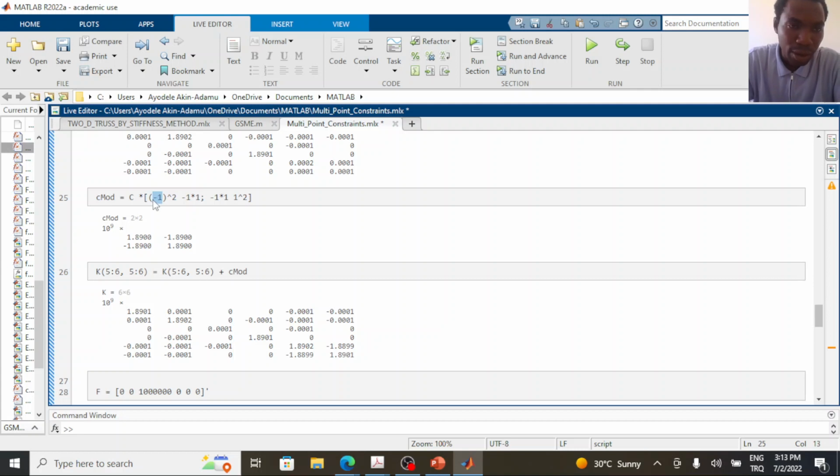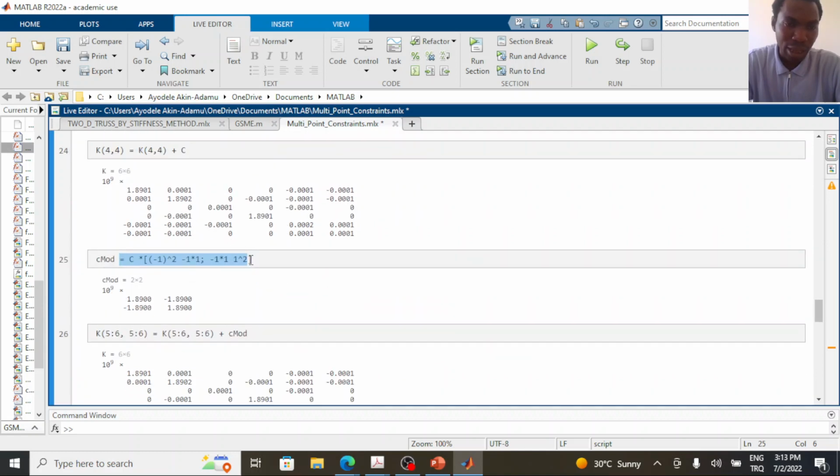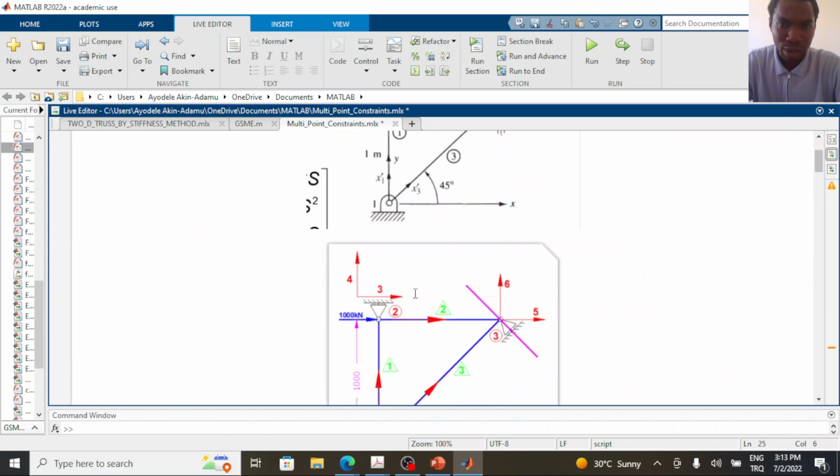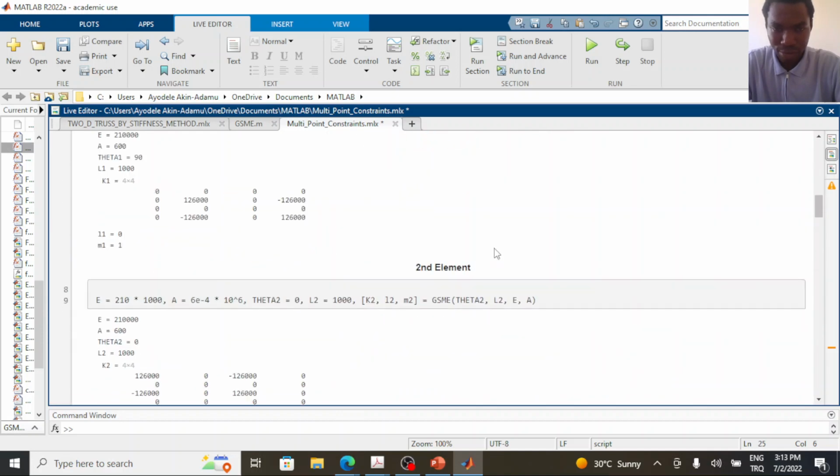Minus 1 is our beta 1. This is our beta 1 multiplied by beta 2. This is our beta 1 multiplied by beta 2. And this is our beta 2 square. So this matrix is multiplied by C. And this matrix is the matrix we want to use to modify our global stiffness matrix. But we are going to add this matrix at position 5 and 6 of the global stiffness matrix. Why is that? Because that is where we have our roller support. We have our roller support at node 3, and the degrees of freedom defined there are 5 and 6, as shown in the finite element model.